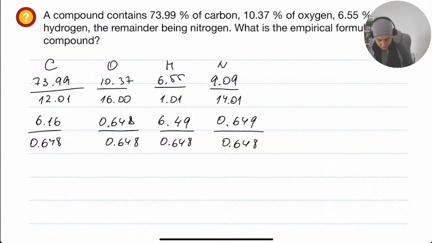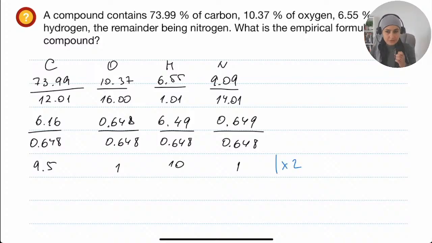And from here I get 0.648. That's okay. I got 9.5. That's too far away from 9, too far away from 10, so I keep it like that. This is 1, this is 10 approximately, this is 10, and this is 1. So 9.5, we keep it because it's too far away from 9 or 10, and that's why I have to multiply all the numbers by 2 to get rid of the 9.5.